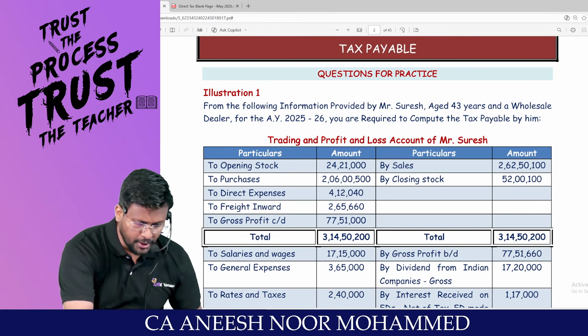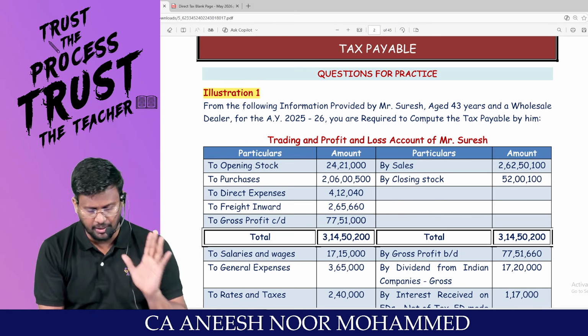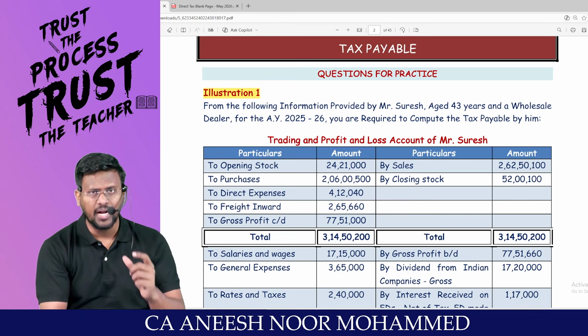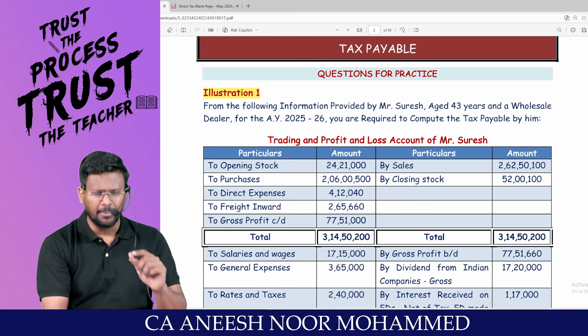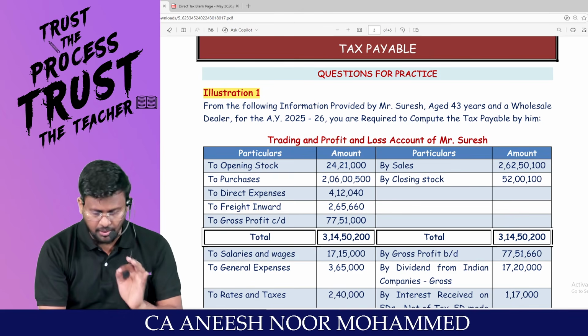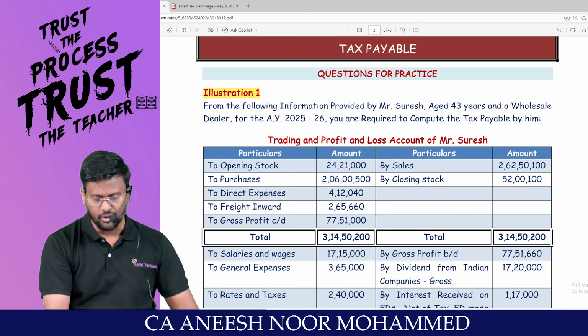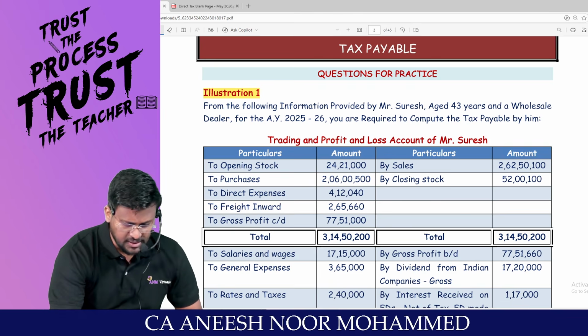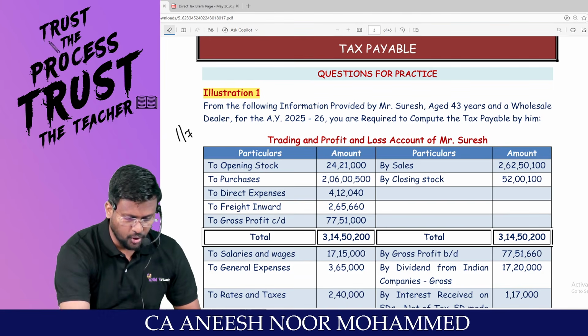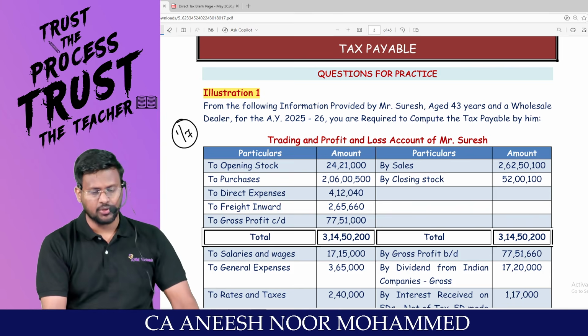I will be solving illustration number 2. Then you have to pause for 10 minutes. Go through the adjustments of that question and mark which adjustments are important. If possible, complete question number 1 before you come to question number 2. So our target is 1 by 7. Out of 7 questions, we are going to solve the first question, my dear lovable students.